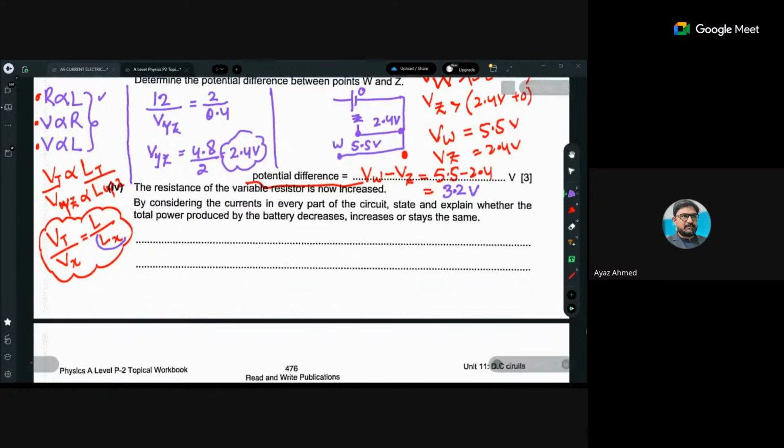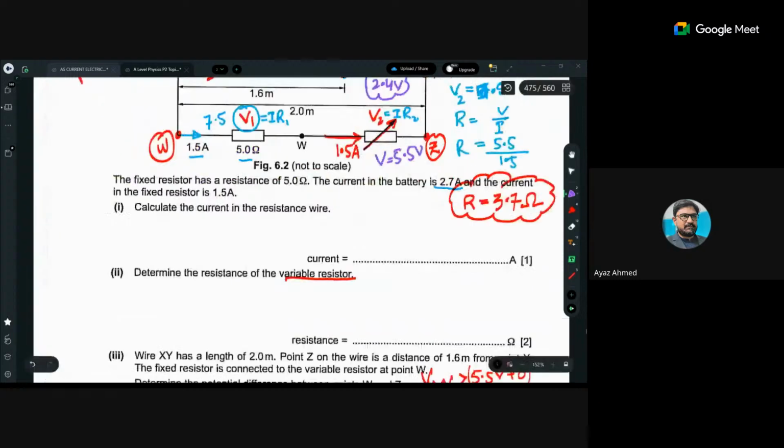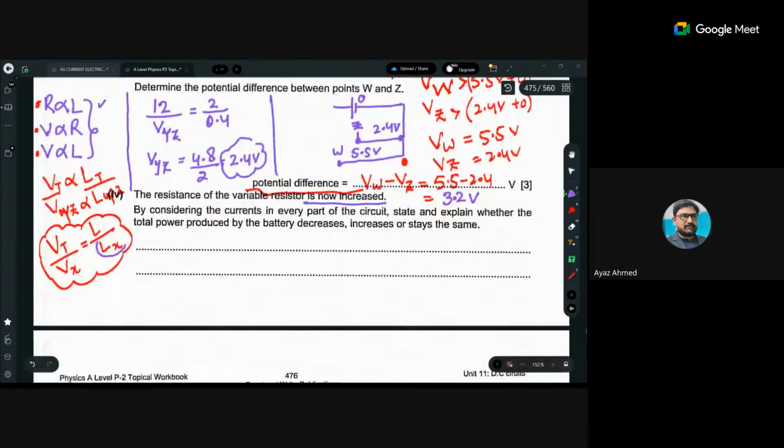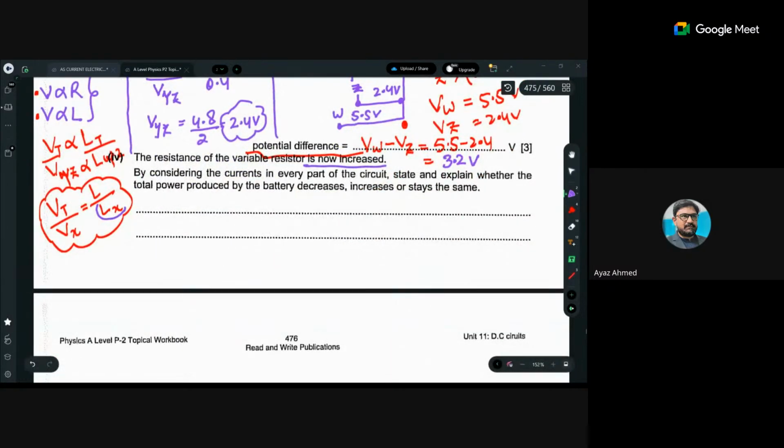The resistance of the variable resistor is now increased. Where is the variable resistor? This. Its resistance is increased. When you increase its resistance, these voltages would increase definitely, because voltages are directly proportional to R. So 5.5 would increase, right? By considering the current in every part of the circuit, state and explain whether the total power produced by the battery decreases or increases.